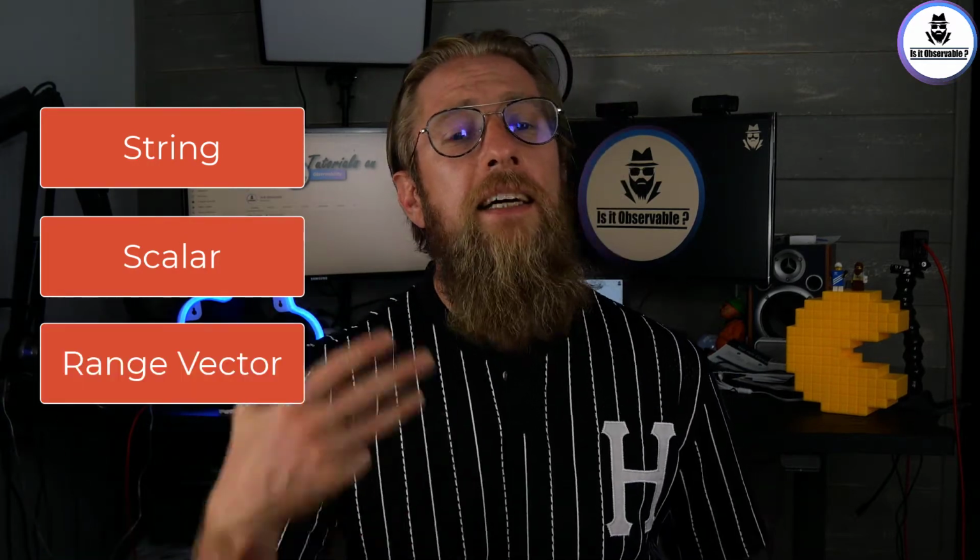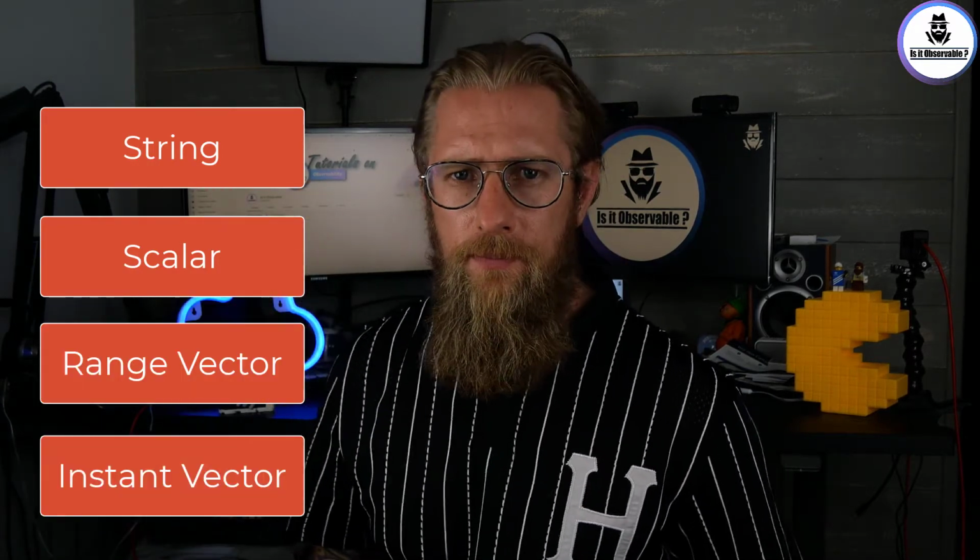When you apply a PromQL, Prometheus data will be evaluated in 4 types of metric. So we have string, scalar, range vector, and last is instant vector.